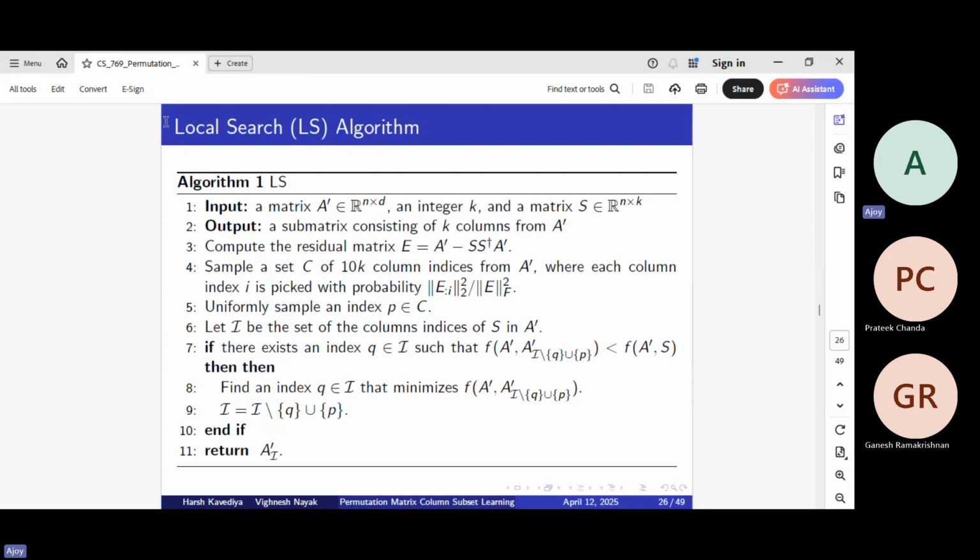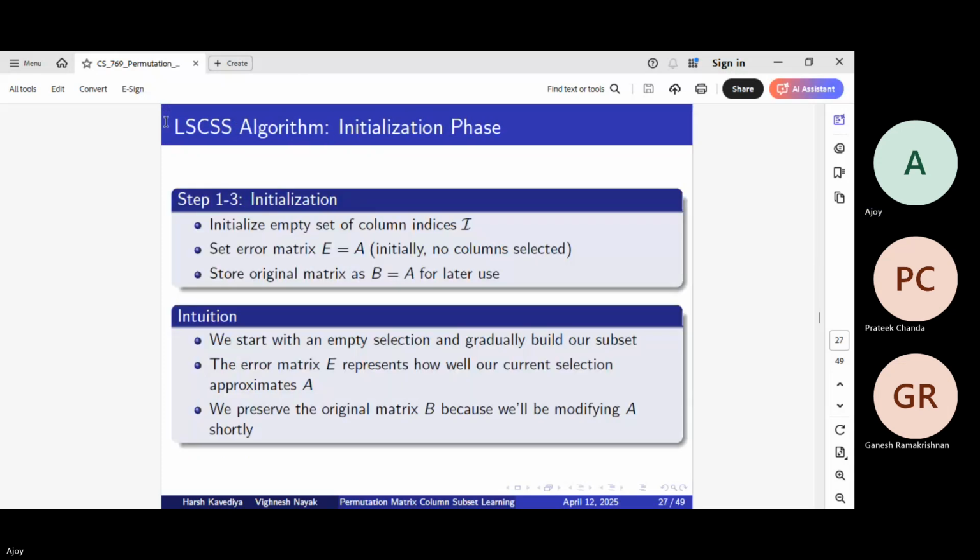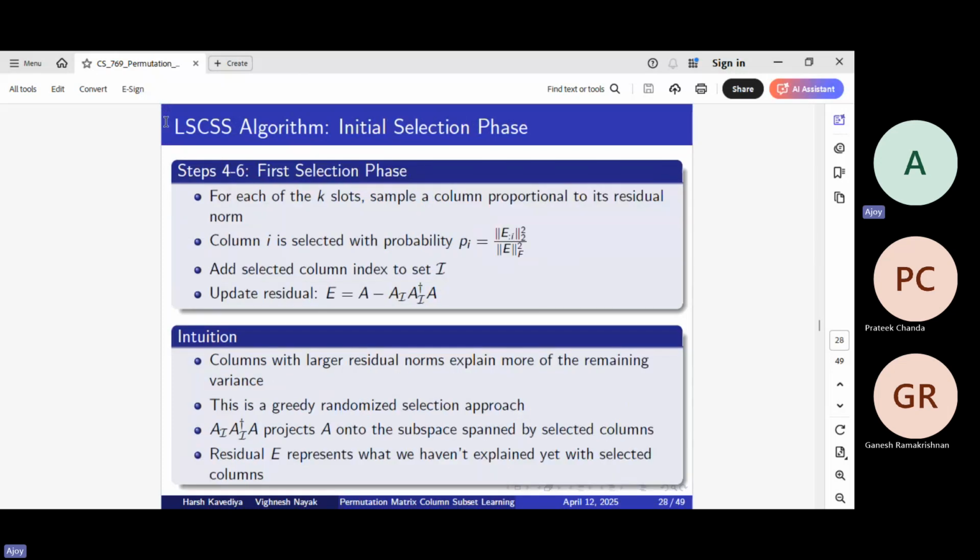So we'll go through the algorithm in detail in the next slide. The algorithm begins by initializing the empty set of column indices, and we set the error matrix to be the complete matrix because we haven't chosen any columns in the beginning, and we are just storing the original matrix for later use.